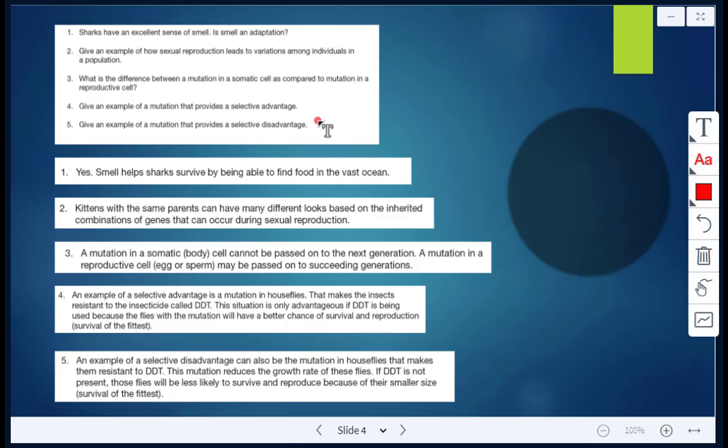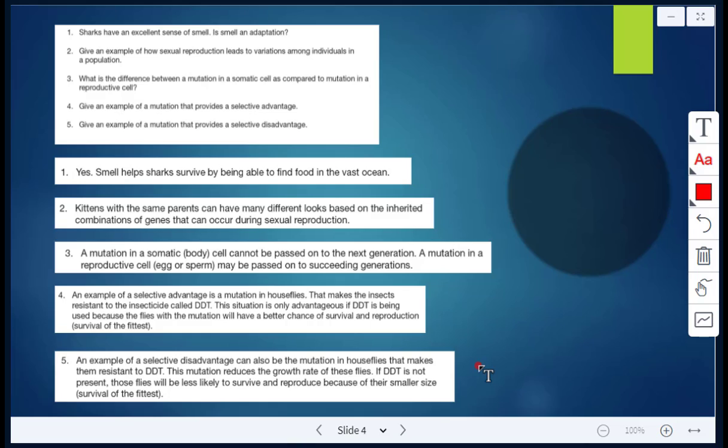Question 5. Give an example of a mutation that provides a selective disadvantage. So let's look at houseflies again. An example of a selective disadvantage can also be the mutation in houseflies that makes them resistant to DDT. This mutation also reduces the growth rate of these flies.